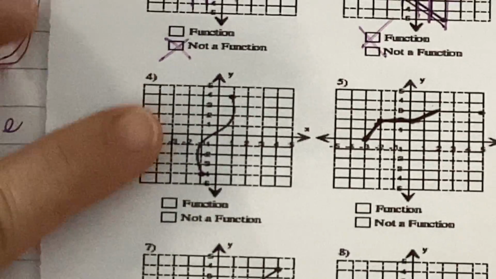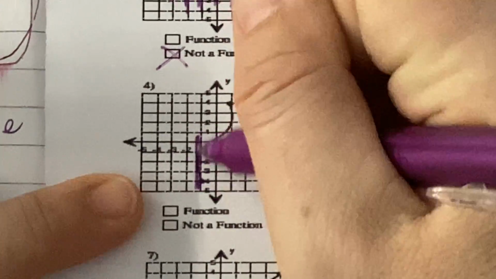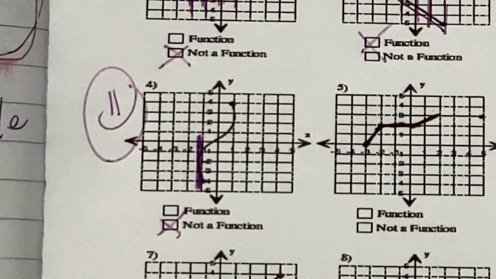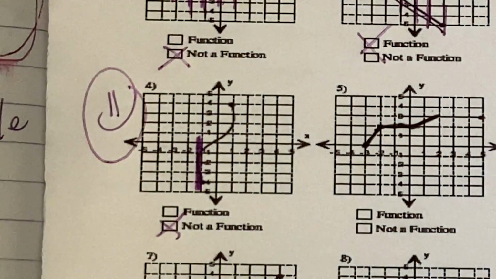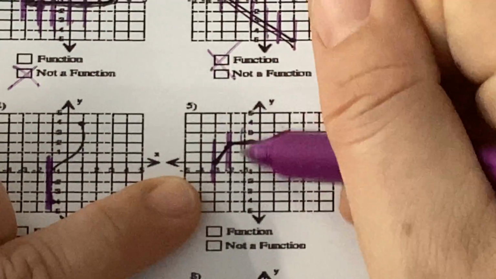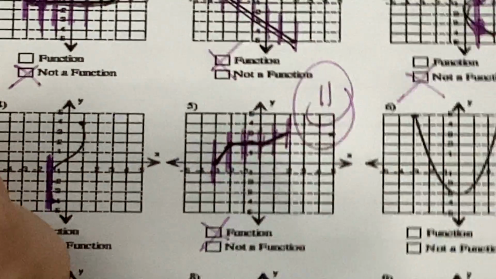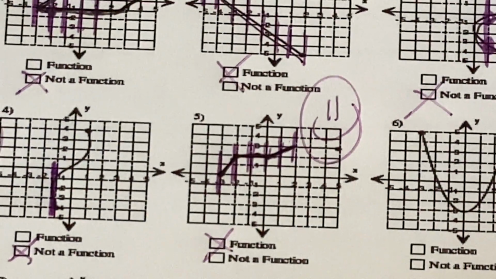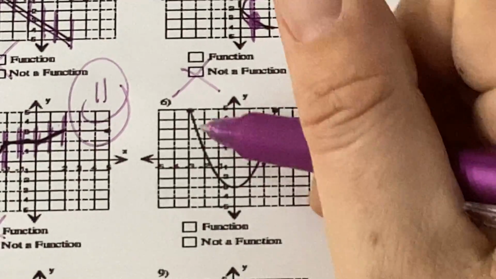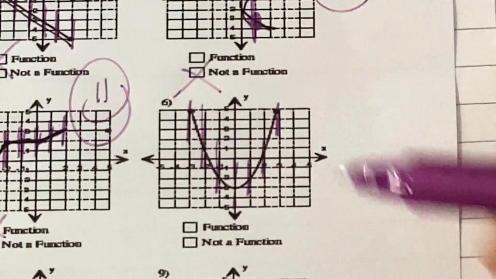Here, ooh, function or not a function? Because right here, there's a dot and a dot, not a function. Sometimes they're hard to see. How about here? Function. Nothing repeats. No x value repeats. Y values repeat, but that doesn't matter. Only x values. How about here? Function.